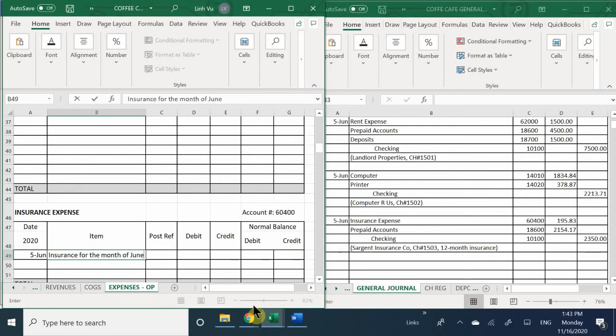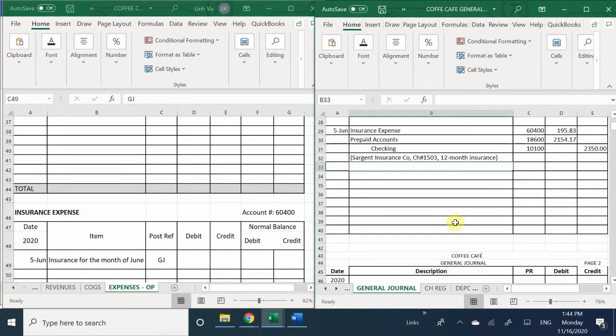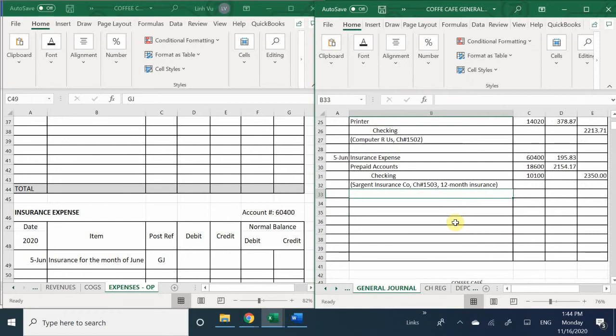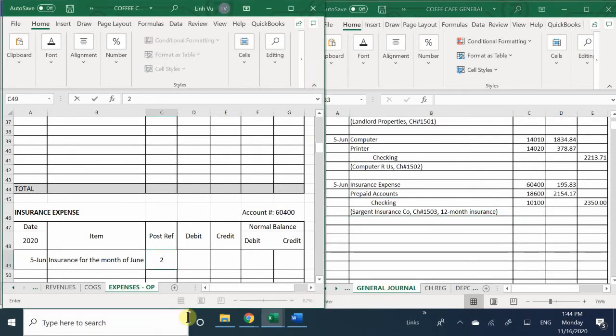Okay. All right. Post reference is, I'm still on general journal. I believe I'm on page 1. Let's see. Yes, I'm still on page 1. Almost at the bottom of page 1, so we're going to hit page 2 soon. So general journal page GJ1. And I debited my amount for 195.83. Good. Bringing my balance to be 195.83.